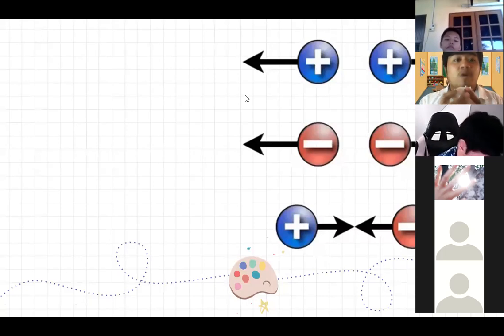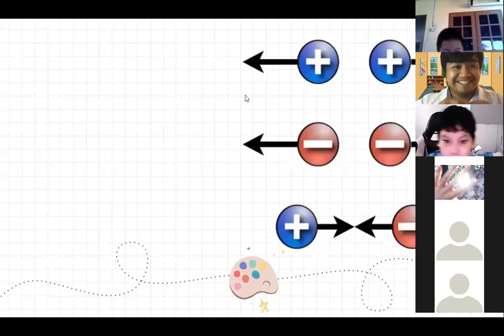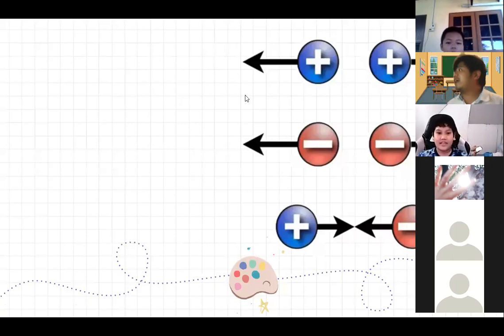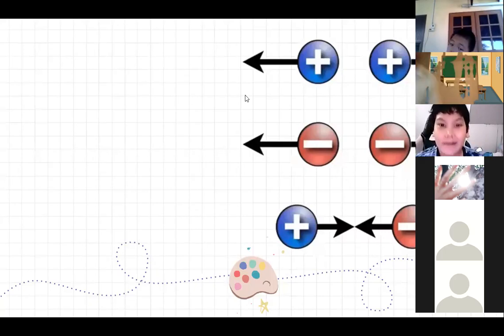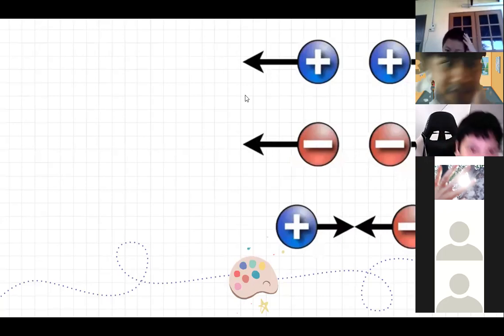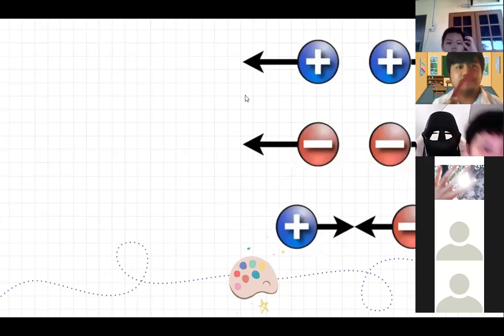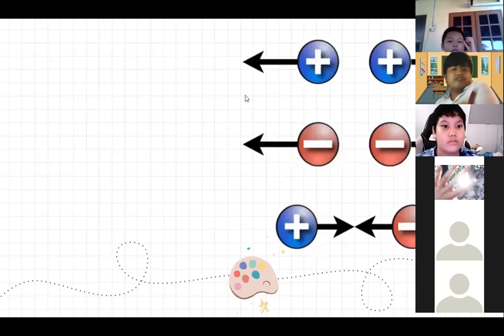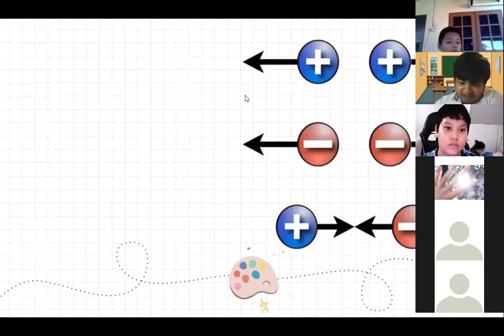And then get a comb. Do you know a comb? The one you use in your hair. Okay, here. Do you know? Comb. And then you rub it. Rub, rub, rub, rub, rub. And then put it near the paper. It will attract the paper.